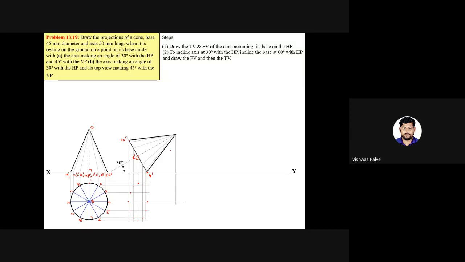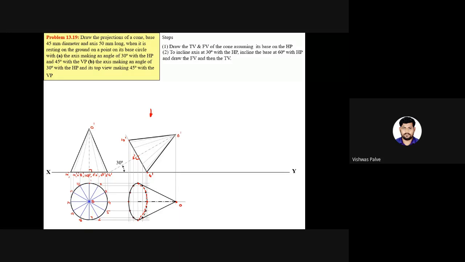Similarly for O dash vertical, O horizontal. Wherever they intersect, this will be my point O. After getting the points, you have to connect this with a dark line. When we observe it from the top, this portion will be seen as a dotted line because it is lying underneath the object. So that portion you have to show as a dotted line. And again you have to show the axis.